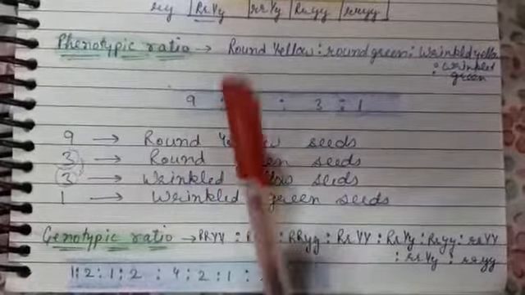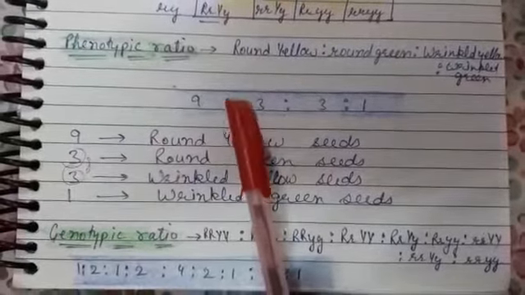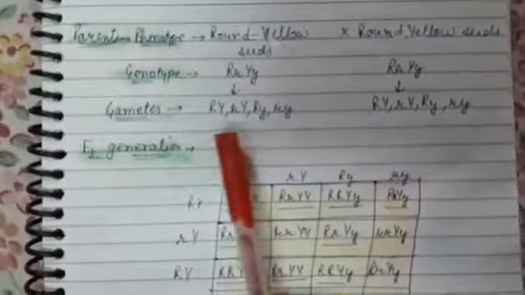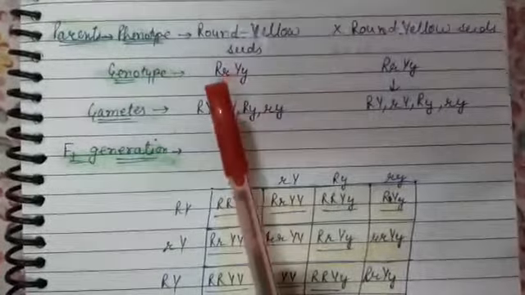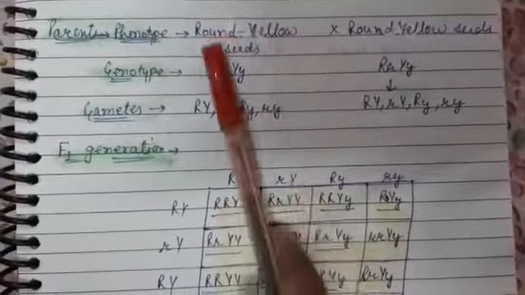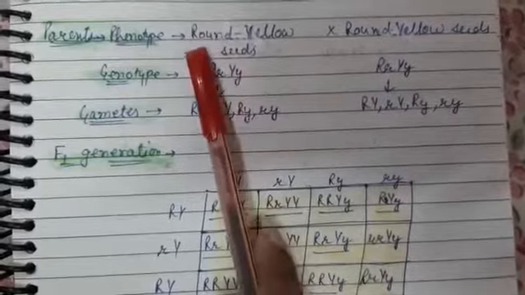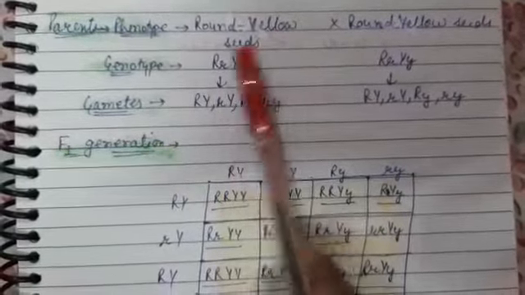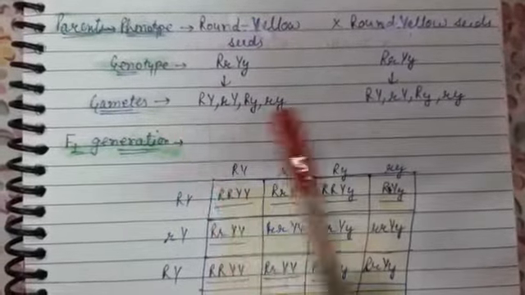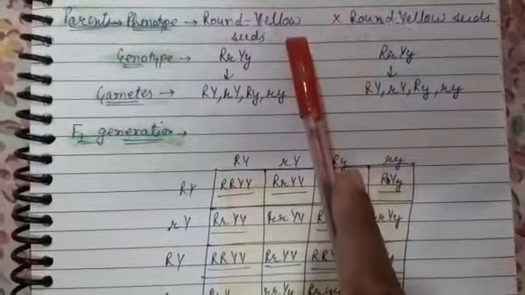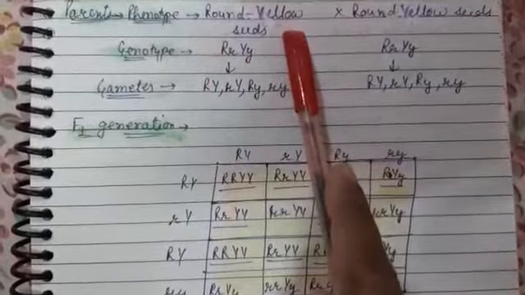Okay, from this dihybrid cross, Mendel concluded one important law, that is the law of independent assortment. According to this law, if there are two genes which control two different characters, these two genes do not depend on each other. Whichever gamete the first gene goes into, the second gene is not dependent on it. It means the gene controlling the shape of the seeds and the gene controlling the color of the seeds are both independent of each other in going to the gametes.